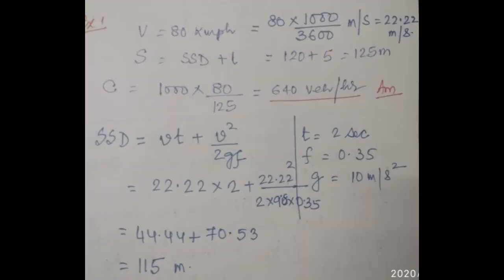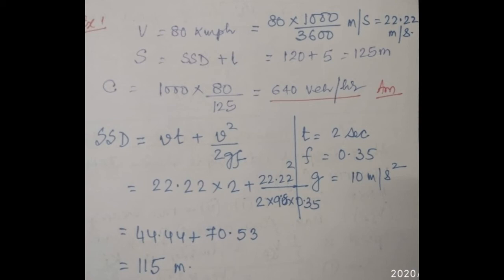So in this problem, see the velocity is given as 80 km per hour. So first you convert it into meter per second. So 80 into 1000, that is kilometer to meter, and per hour, that means from hour you convert it into second, so divide it by 3600. So this comes out to be 22.22 meter per second. So you have converted kmph to meter per second.